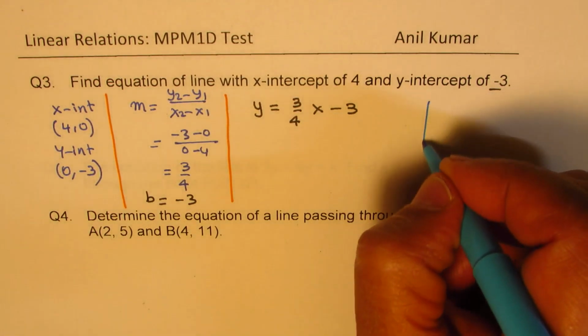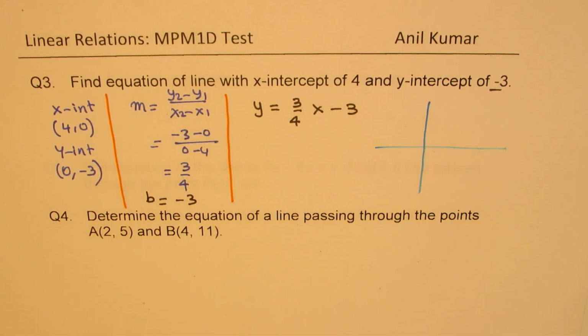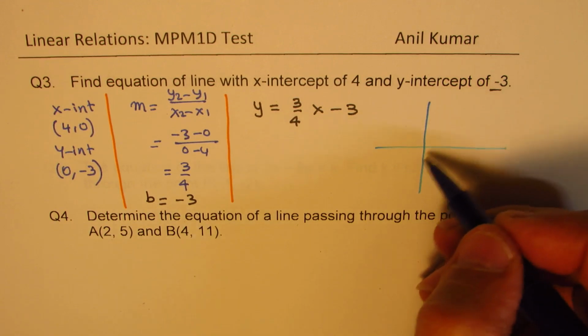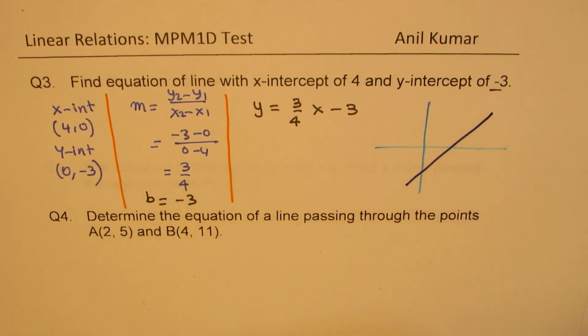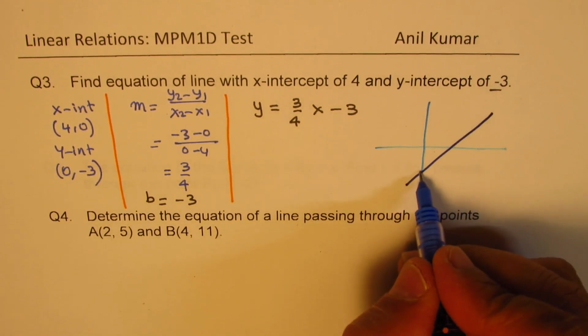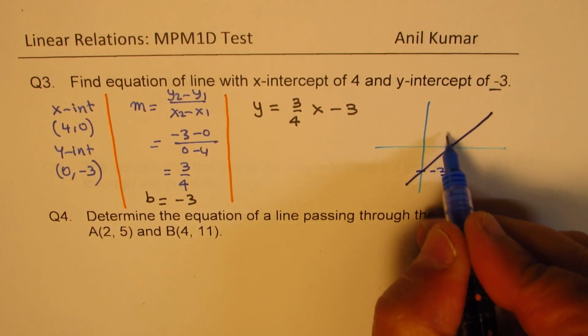So basically the line will be kind of like this, where this is the y-intercept of minus 3 and that is 4, correct?